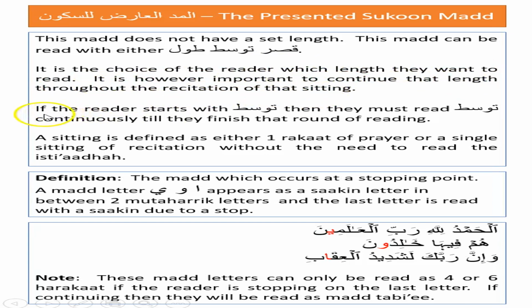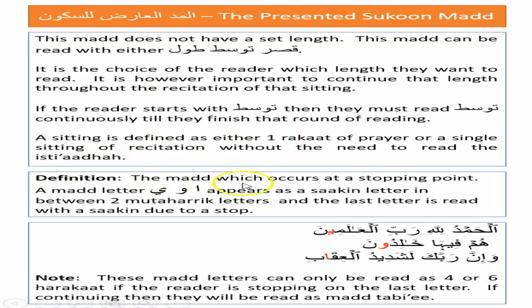So what does that mean? That means if the reader starts with tawassut, then they must read tawassut continuously till they finish that round of reading. A sitting is defined as either 1 rak'at of prayer or a single sitting of recitation without the need to read the isti'adha. Again, the rules of isti'adha: talking, getting up and doing something else, eating or drinking will be defined as 1 sitting or 1 rak'at of prayer. So essentially it is the choice of the reader.